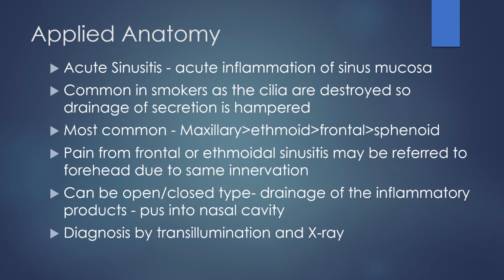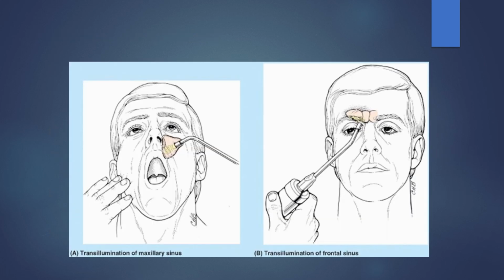The sinusitis can be open type when the drainage is into the nasal cavity, or closed type if the opening of the sinus is blocked. Diagnosis is done by transillumination and radiograph. Now on transillumination, if the sinus is filled with secretion or pus, it will be opaque. So this is showing the transillumination test.